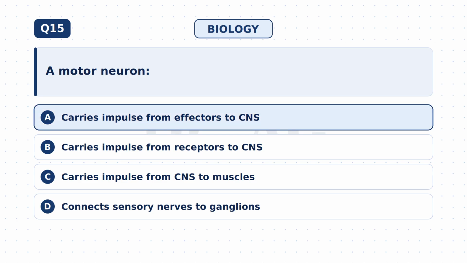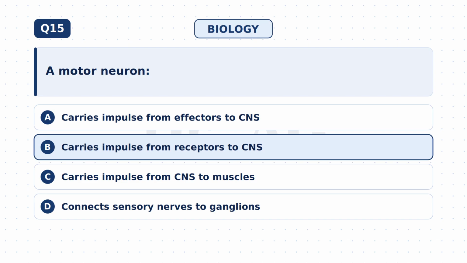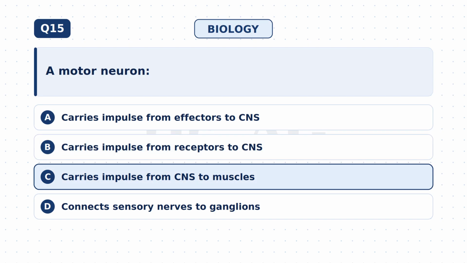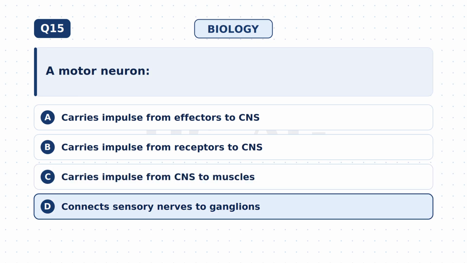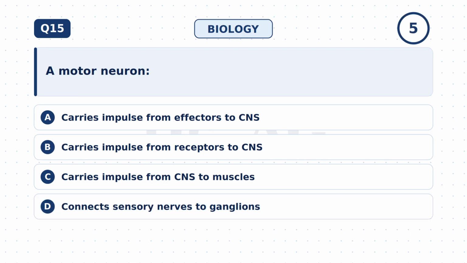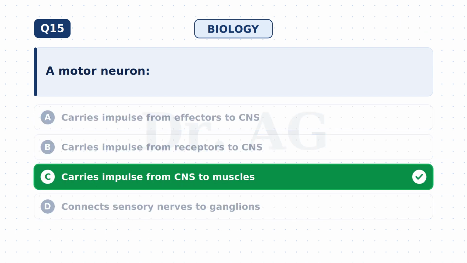Question 15. A motor neuron. Option A. Carries impulse from effectors to CNS. Option B. Carries impulse from receptors to CNS. Option C. Carries impulse from CNS to muscles. Option D. Connects sensory nerves to ganglions. The correct answer is C. Carries impulse from CNS to muscles.